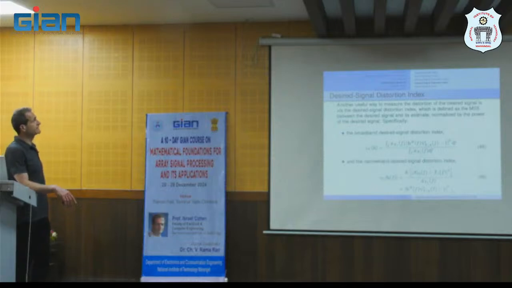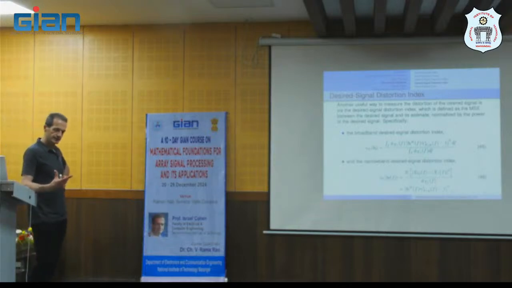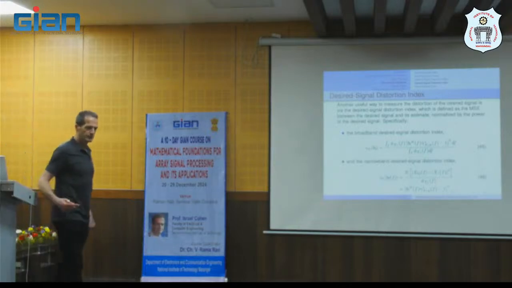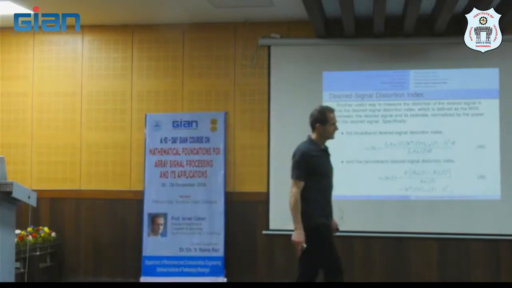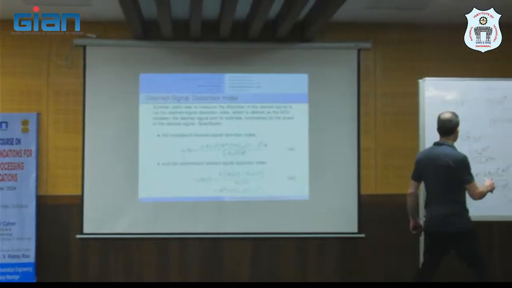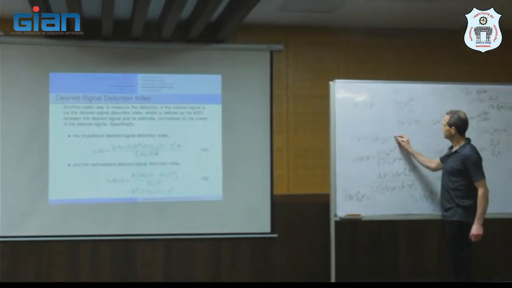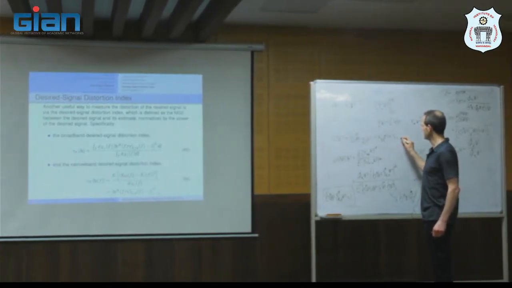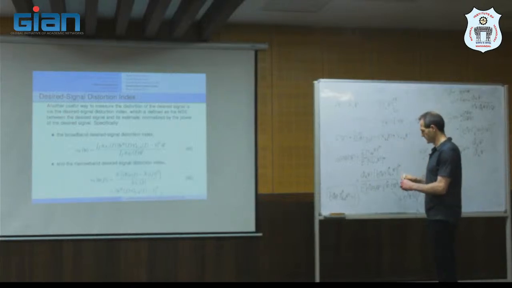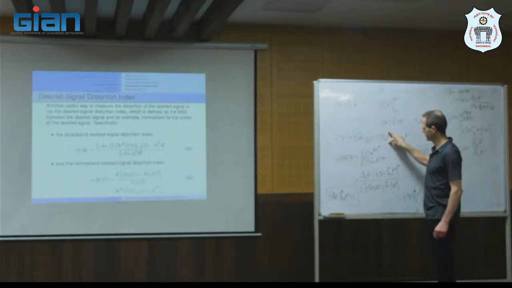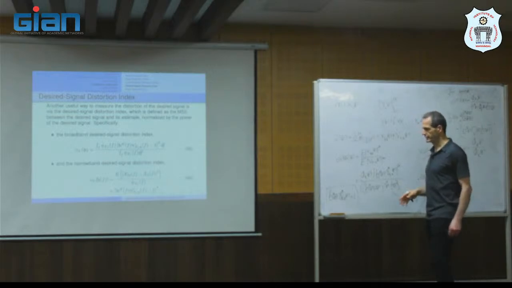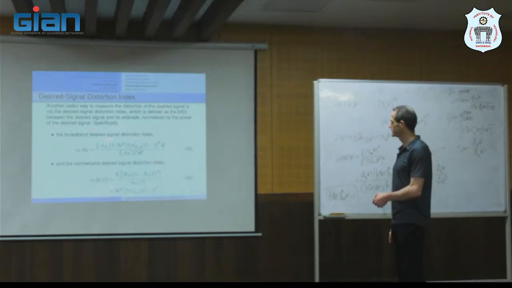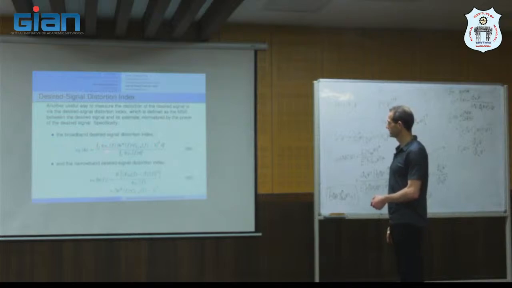Let's define the desired signal distortion index. What is the desired signal distortion index? It is the mean squared error of the difference between the desired signal. You see here, it equals X filtered desired plus V residual noise. So if we take the difference between this and X1, take this error and normalize it, we get the distortion index. You see? So this looks like this.